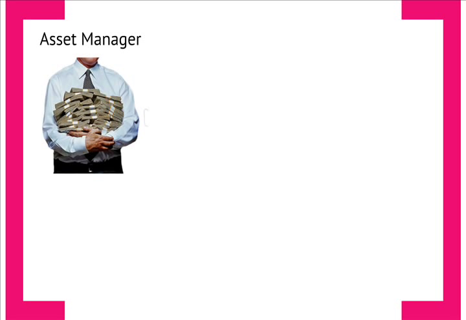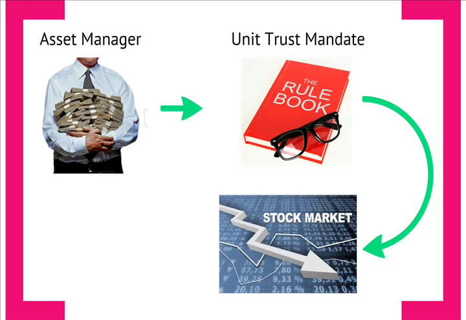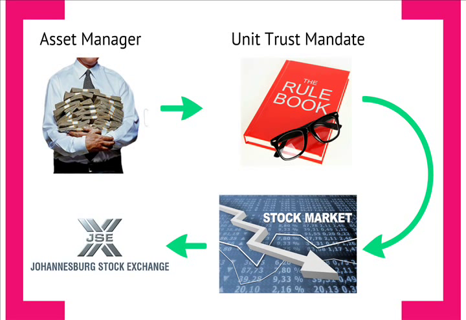As you can see, the asset manager has a very important role to play. Each unit trust fund will have to operate within its mandate. A fund's mandate tells the asset manager how to manage and operate his fund. For example, a unit trust with an equity mandate will only be allowed to purchase equity stocks on the JSE. The mandate can even be more specific, stating that the stocks that can be purchased must be in the JSE Top 40.